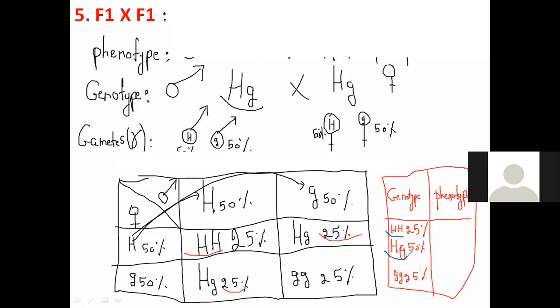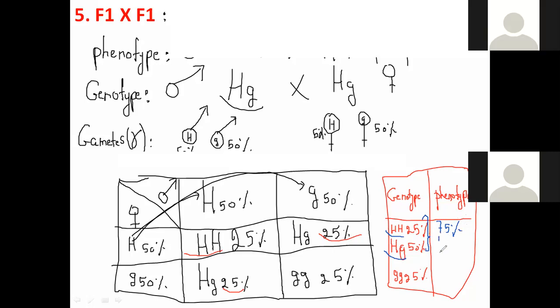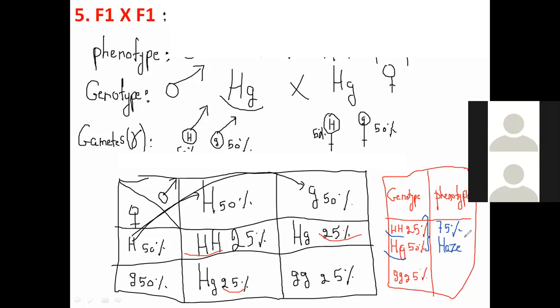HG is also hazel, since hazel is dominant over green, which is the symbol of G. So both of them, 25 plus 50, will be 75% having hazel eyes. While GG, the green allele, is recessive and expressed only in the case of homozygous. So GG will be green. So 25% is going to be green.